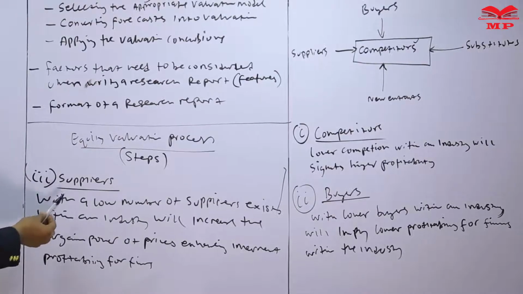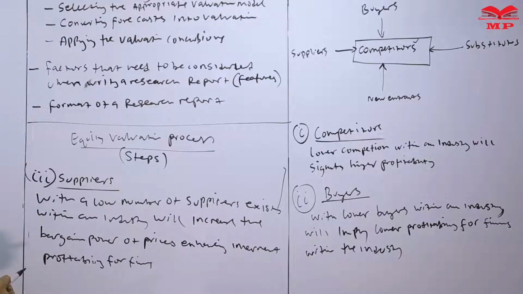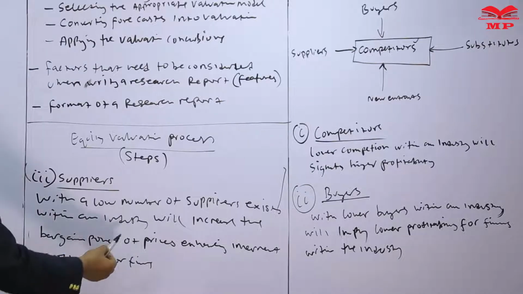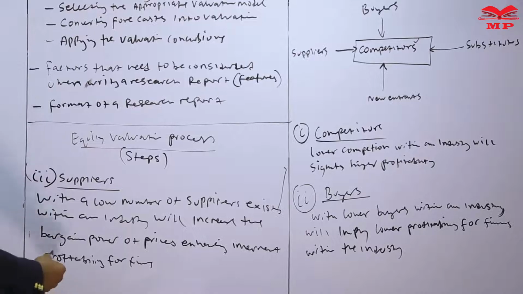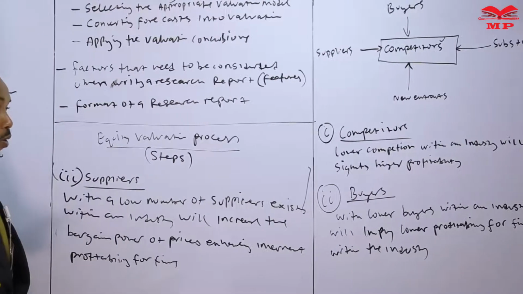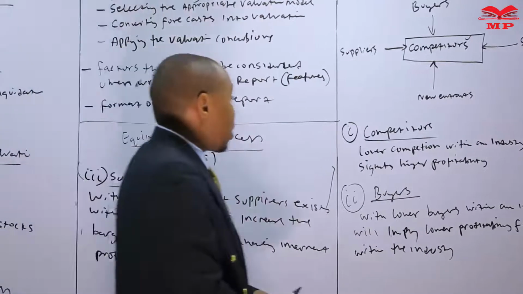So we're saying a lower number of suppliers existing within an industry will increase the bargaining power of prices within the existing industry, and that will translate to ensuring that the firms that exist within the industry will be able to have significant profit potential. So that is for suppliers.